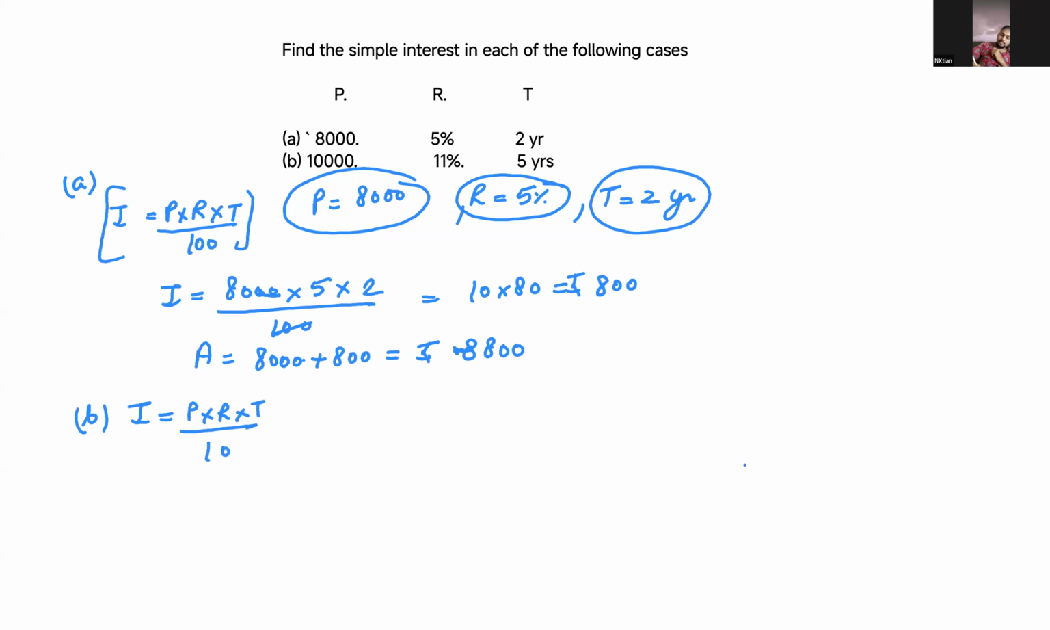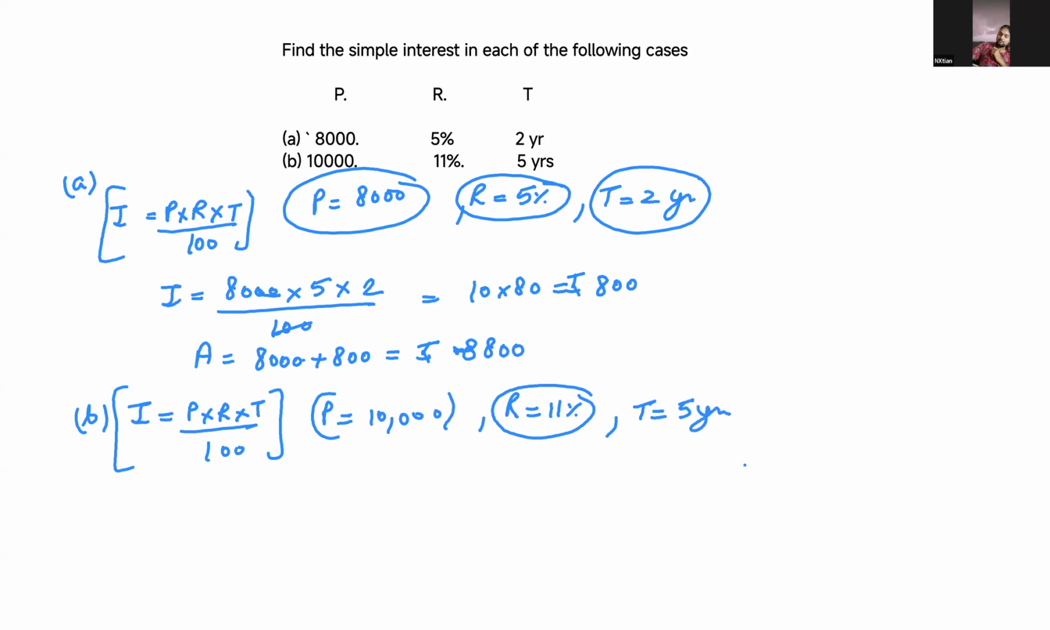You have to write each step while solving this. Even you have to mention P is this. Yes, sir. Did you write like this? No, sir. So write it down.